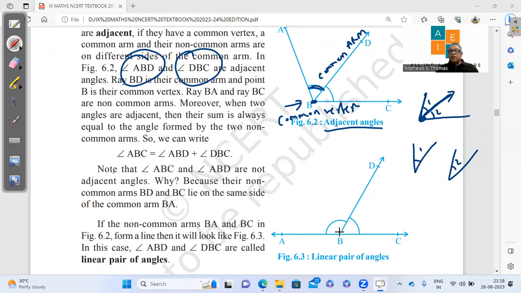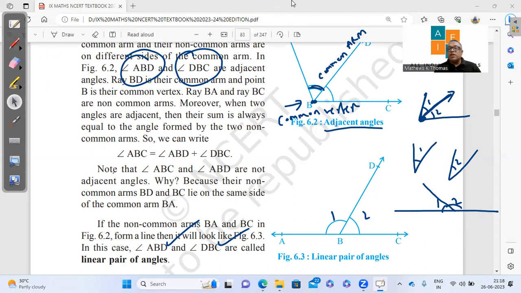Then we have linear pair. Now, what is the meaning of linear pair? Linear pair means when you have a straight line, the two angles add up to 180. So this angle ABD and angle DBC are called linear pair. So whenever we have a straight line and we have two angles lying on it, then these two angles will always add up to 180. This is called linear pair.